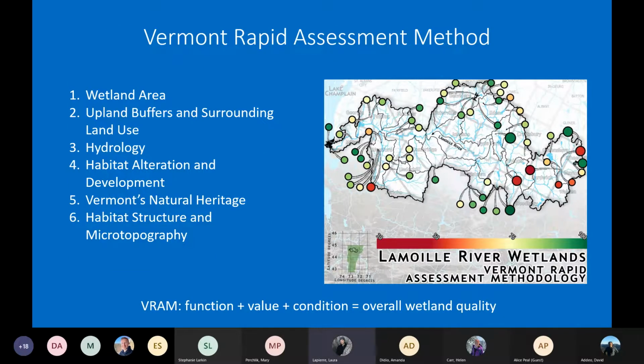So here's some of the metrics that we're looking at with the rapid assessment method, and some of the scores that we received in the Lamoille River Valley, red being low quality, green being high. And we can't use this to say overall Lamoille Valley's looking pretty good, because these weren't randomly sampled. They're based off of places where we had permission, knew where the wetlands are. And as we get more information about wetland mapping, we'll be able to do more of a random sample. But this is a really promising tool that we have.